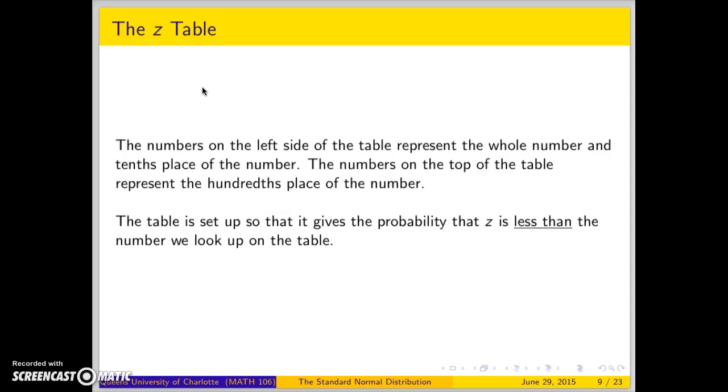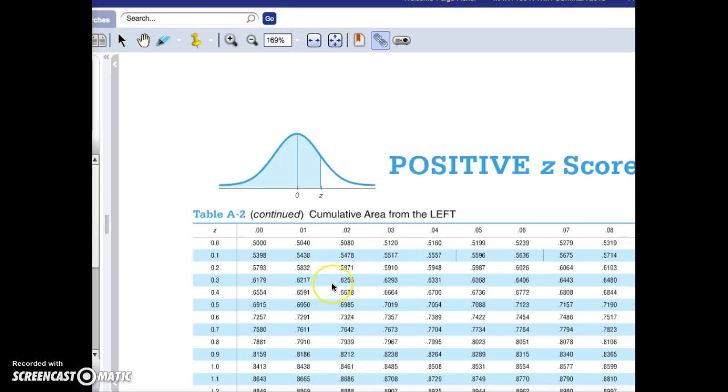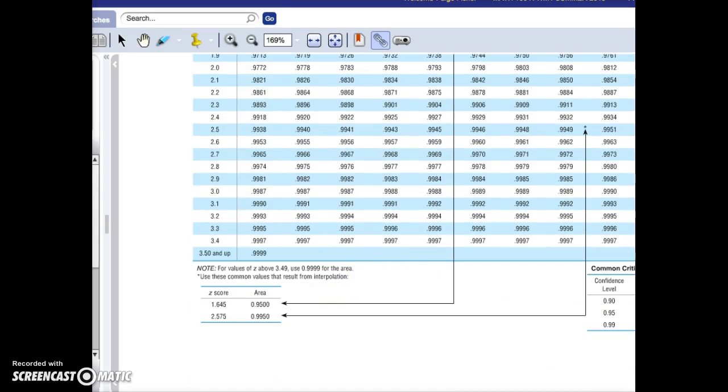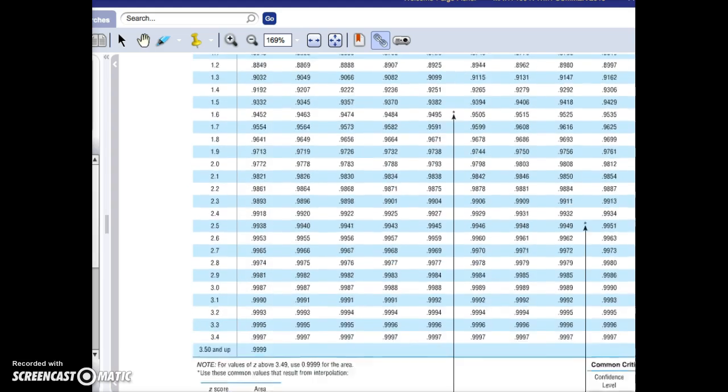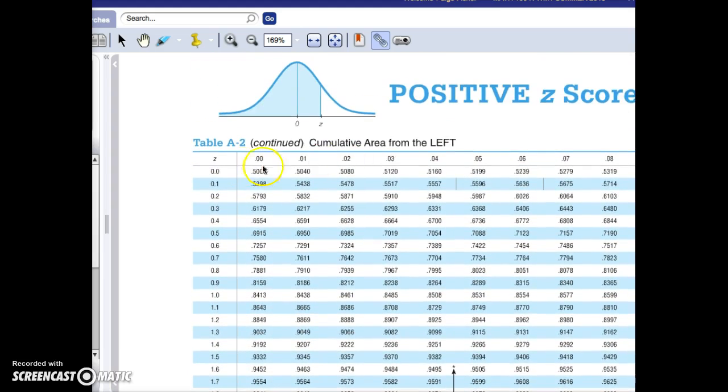So back to the thing. Okay, so the z-table. I just want to be very clear on what the numbers are that we are looking at. So again, back to the table. So the values on top and the side are the z's, and the values in the middle are the probabilities.